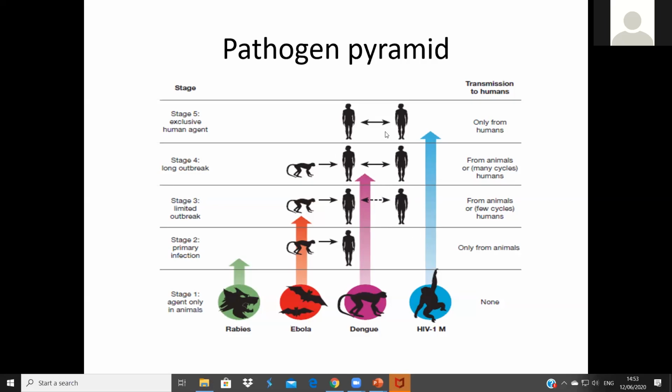The fifth stage of a virus is when the virus becomes an exclusive human agent. HIV has become an exclusive human agent. COVID now has become an exclusive human agent where human to human transmission is going on. And now people are talking about community spread. The government agencies are not ready to accept that community spread is taking place, but examples show that there is community spread going on.